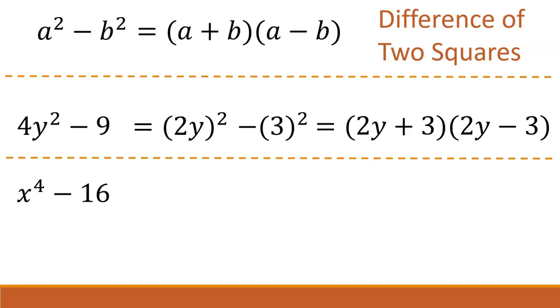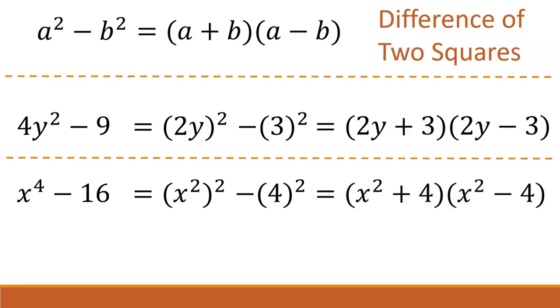X to the 4th minus 16 is the difference of two squares. We'll need to think of the x to the 4th as an x squared that's been squared, and the 16 is a 4 that's been squared. So using our difference of two squares formula, we can factor that as x squared plus 4 times x squared minus 4. Now we can see some squares in those binomials, so let's see if we can factor either of them anymore.